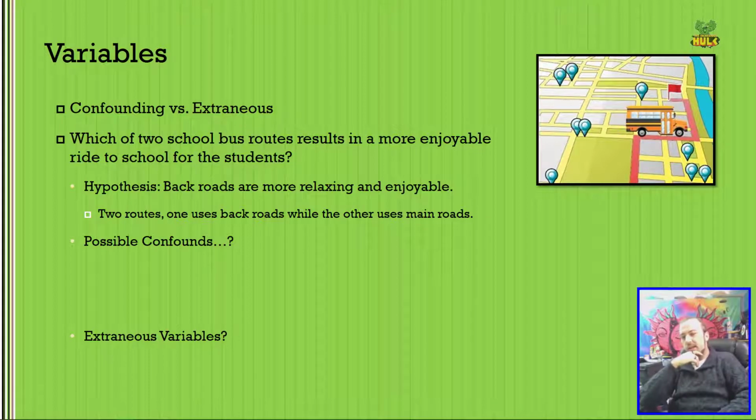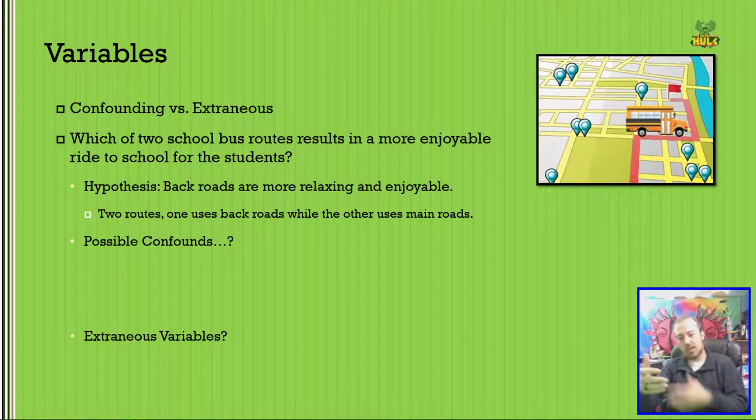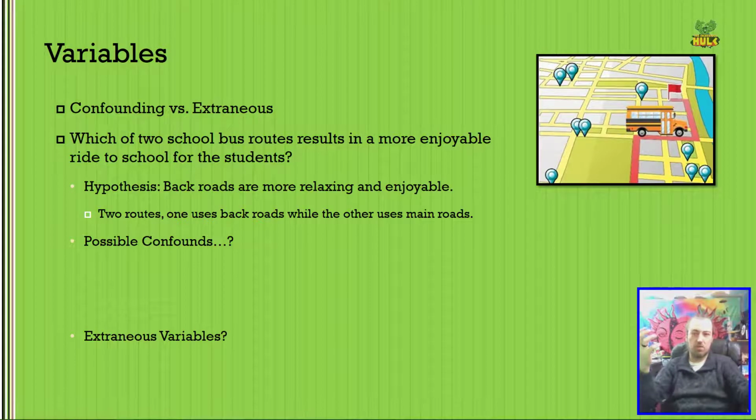So how might we test this? Well, I suppose we just look at 2 bus routes, right? One that uses back roads and another that uses the main roads. And then when each kid gets to their house, the bus driver asks them a couple of questions as they get off, right? How enjoyable was that? Please fill out this survey or give it back to me tomorrow. What possible confounds might there be there? What sorts of things might systematically vary in addition to the simple back road versus main roads?